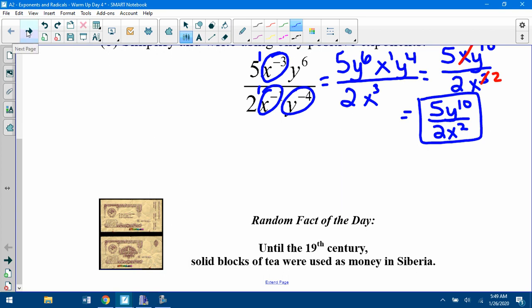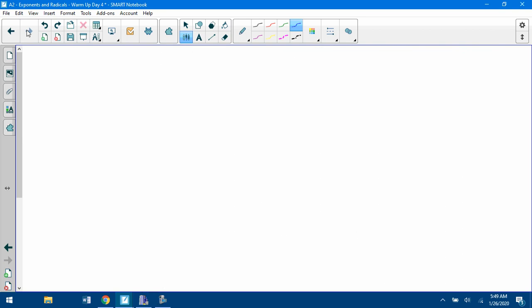All right, so you do need your own paper again, so you can pause the video if you need to get your notebook out. But when you're ready to go, you can call today Unit 10, Day 4. And we're going to call this rational exponents.